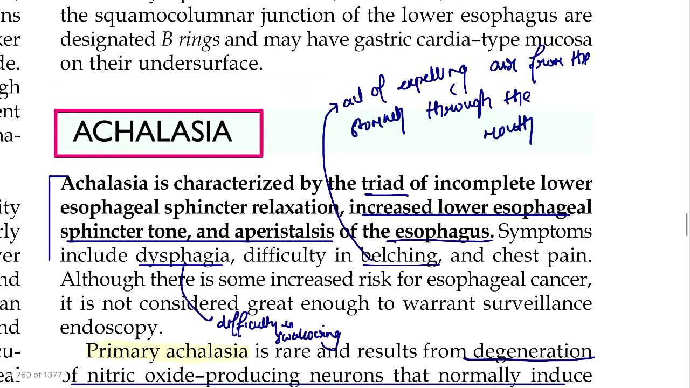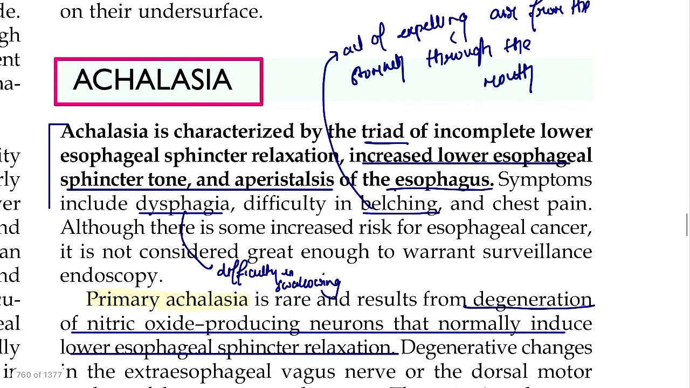Symptoms include dysphagia, that is difficulty in swallowing, and difficulty in belching. Now what is belching? Belching is the act by which we expel air from our stomach through the mouth because of excessive intake of air, right? There can be chest pain, and although there is some increased risk of esophageal cancer, we said squamous cell carcinoma in the lower part of the esophagus.